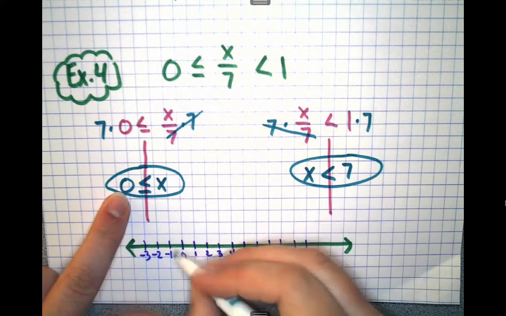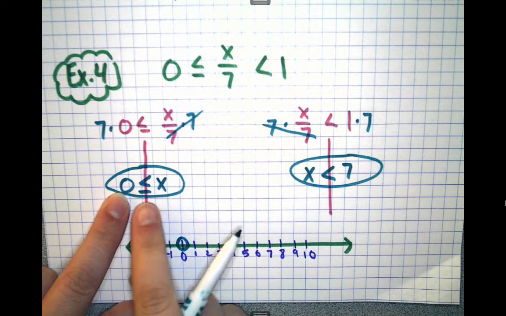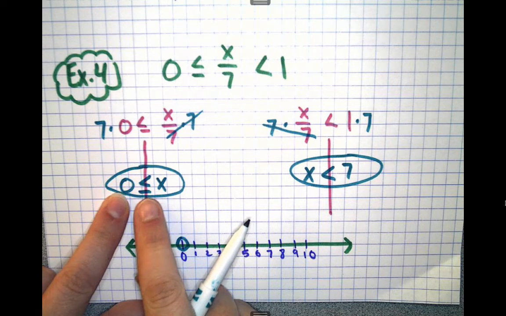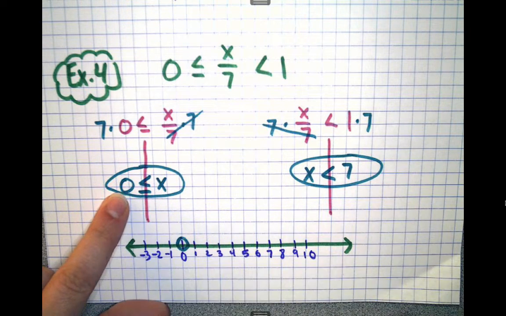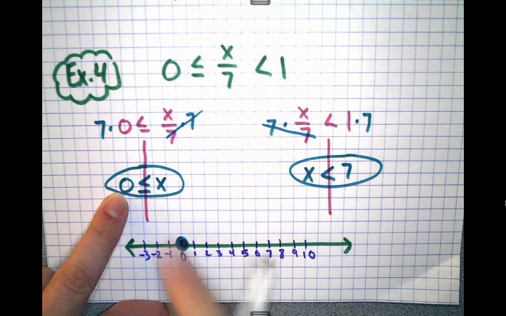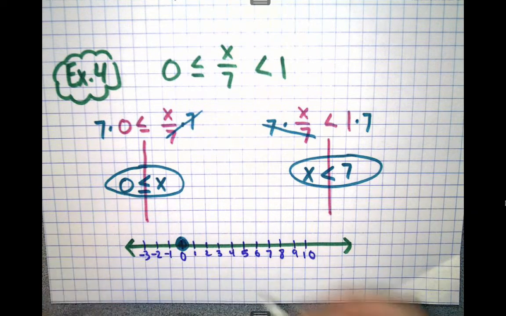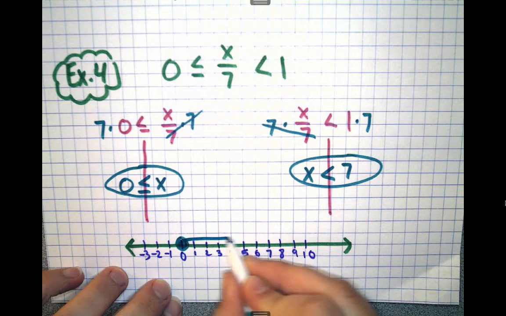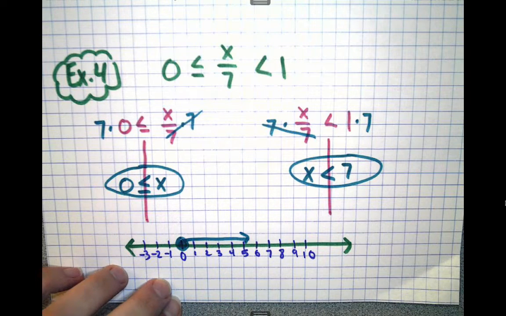Let's do the 0 first. So I'm going to circle the 0. X is greater than or equal to 0. So when you think about it, the equal to sign means it's solid. X is all the bigger values, so we are talking this direction, going that way.